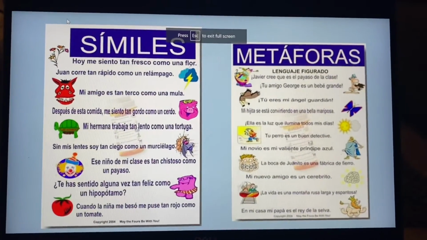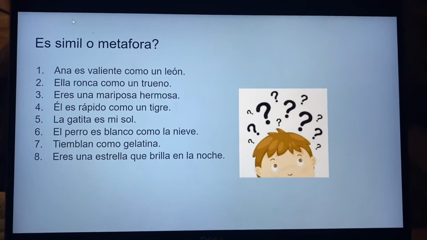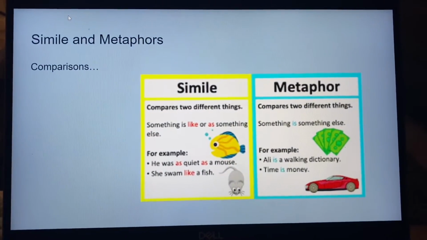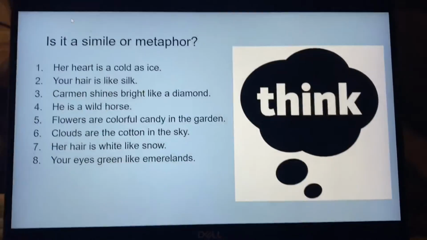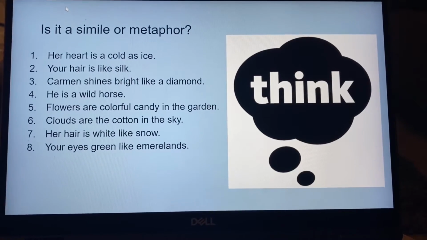And again, I presented, this is what we worked. This part we did in the We Do. This is what I showed them. We were practicing together, like with several examples, and they had to decide if it was simile or a metaphor. I did the same activity for the English group and the Spanish group as well.